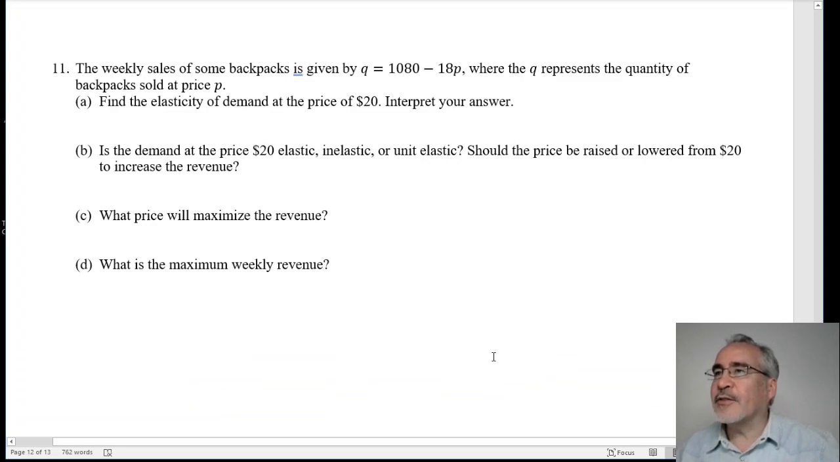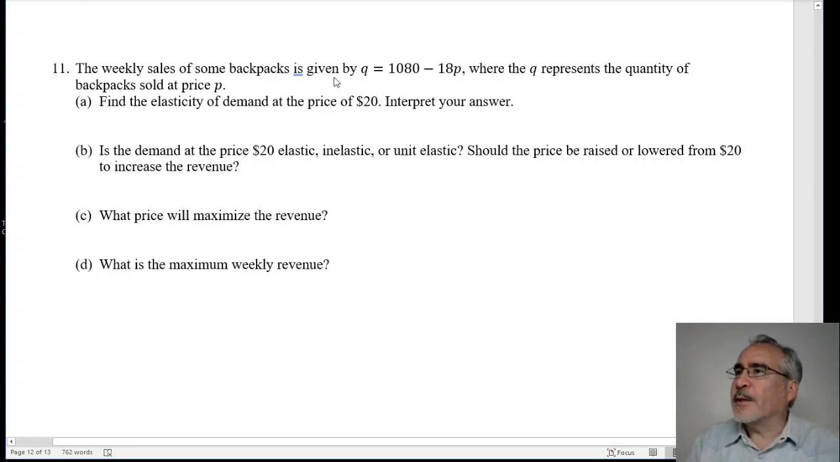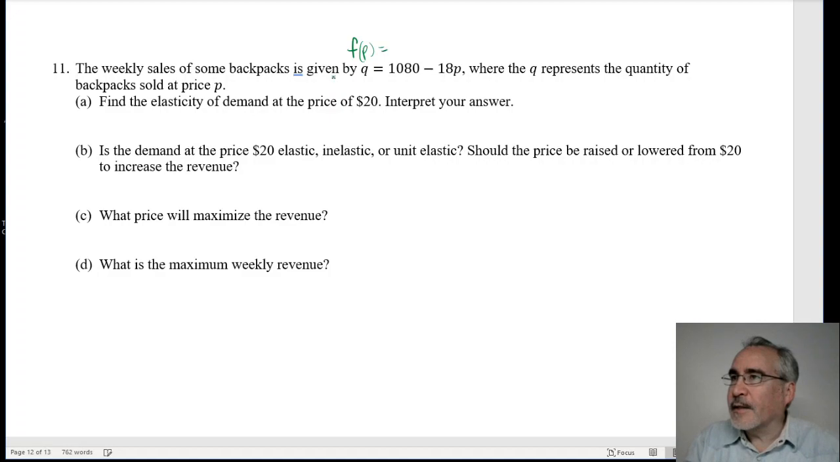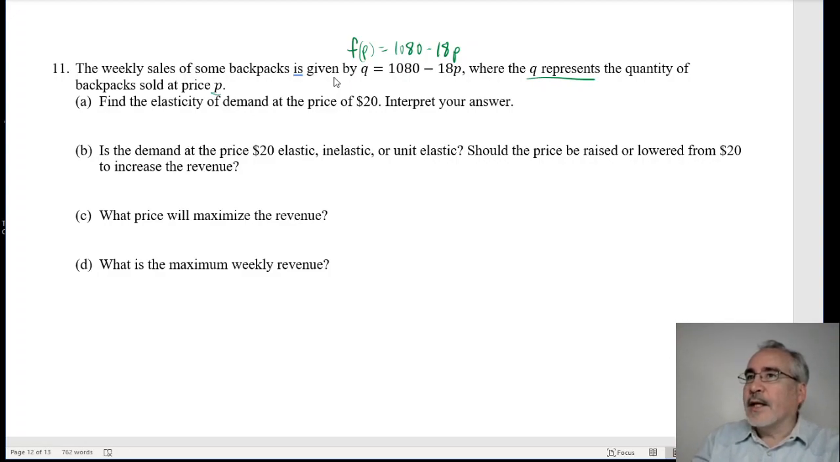Okay, so we've got now two problems we'll work through. We've got weekly sales of some backpacks given by this formula here. And again, you could either just call it Q, or if you want to, you can rename it as F of P. Okay, and Q is the quantity, P is the price. Find the elasticity of demand at a price of $20.